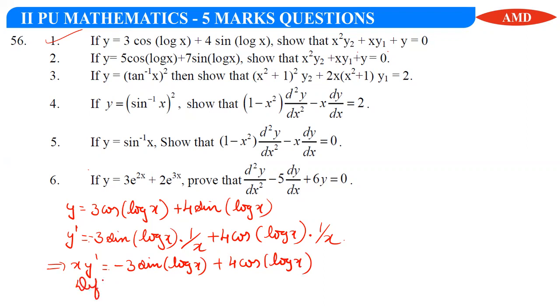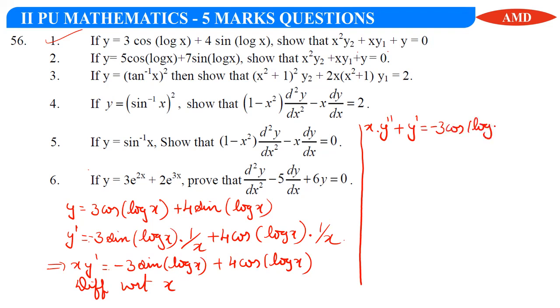Again, differentiating with respect to x, here I'll have to use the product rule. First function x into the derivative of the second function plus second function into derivative of the first function is 1 itself, which is equal to minus 3 times derivative of sine is cos of log x into 1 by x. Next, minus 4 times, that minus is because the derivative of cos is minus sine of log x, sine of log x into 1 by x, which I'll write it here.